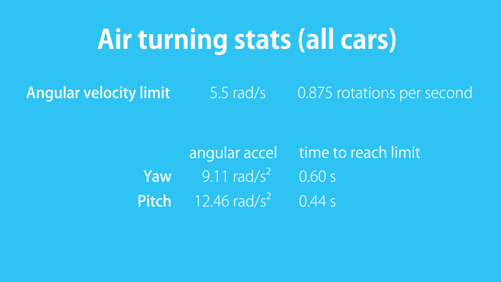Now, the roll axis comes in with an initial angular acceleration of 38.34 rad per second squared, but it does have a damping term, which means the acceleration gets less if you're already air rolling fast. You do still reach the maximum angular velocity after just 0.25 seconds of air rolling.